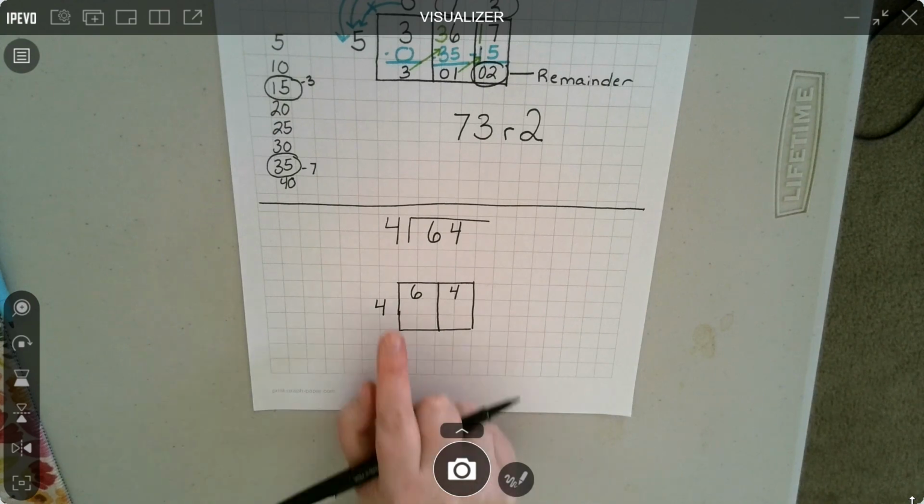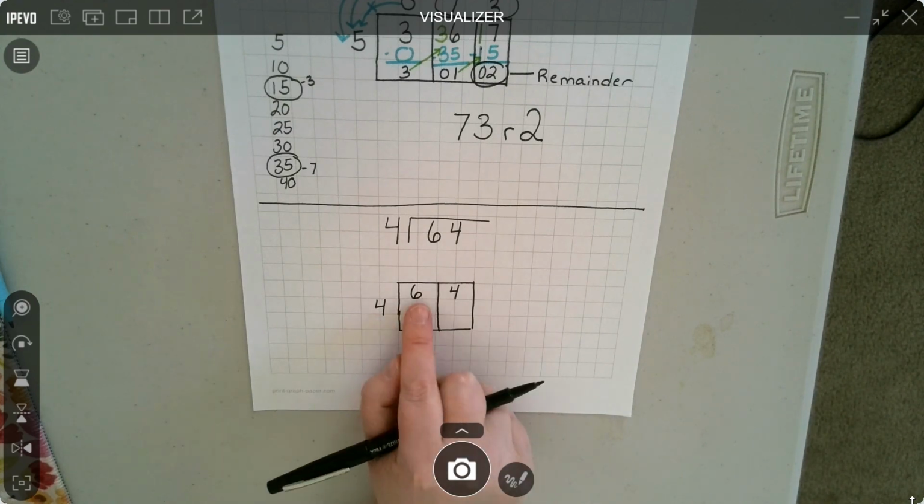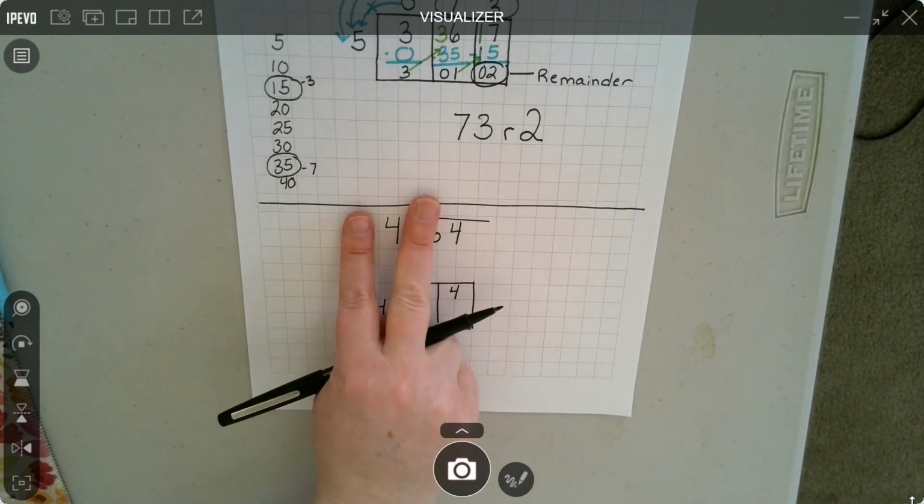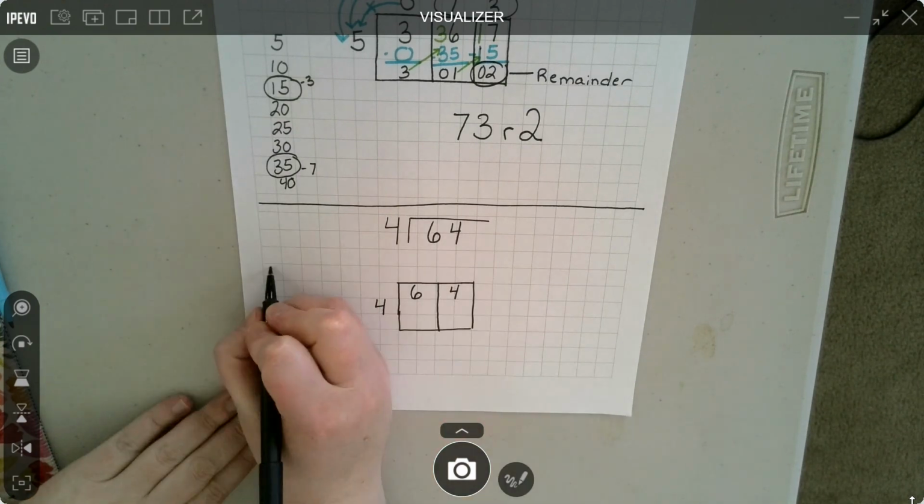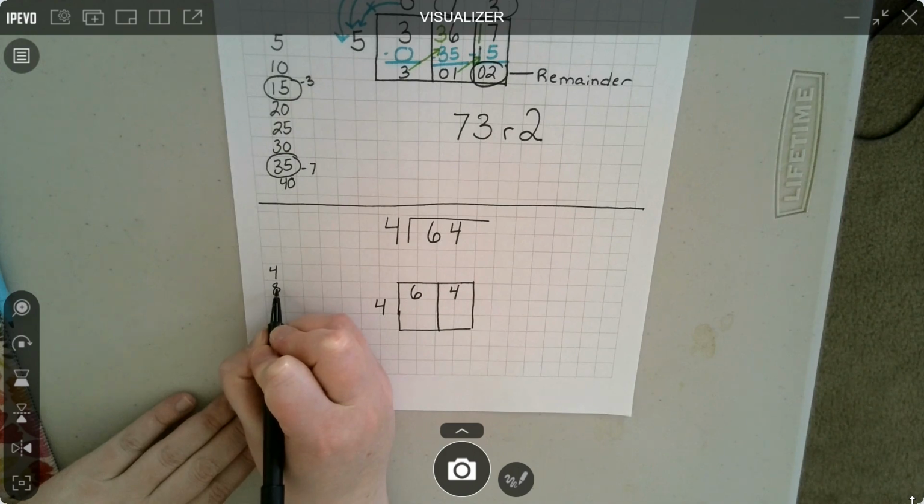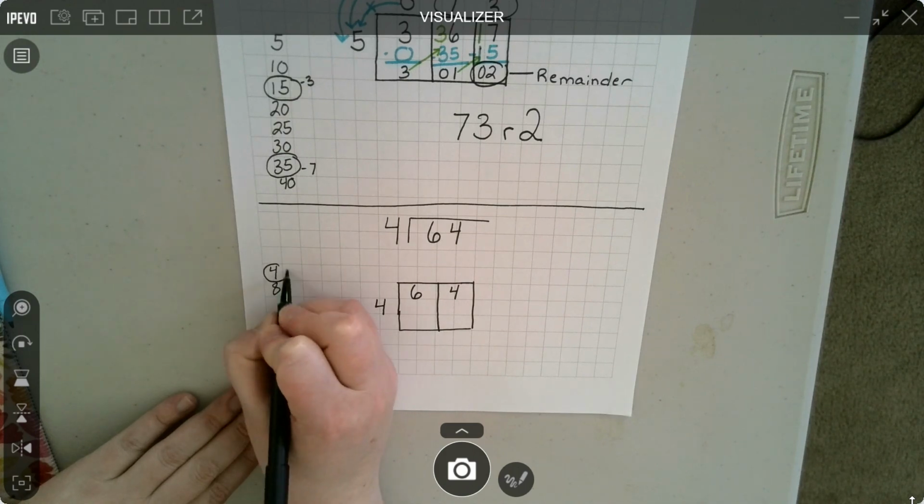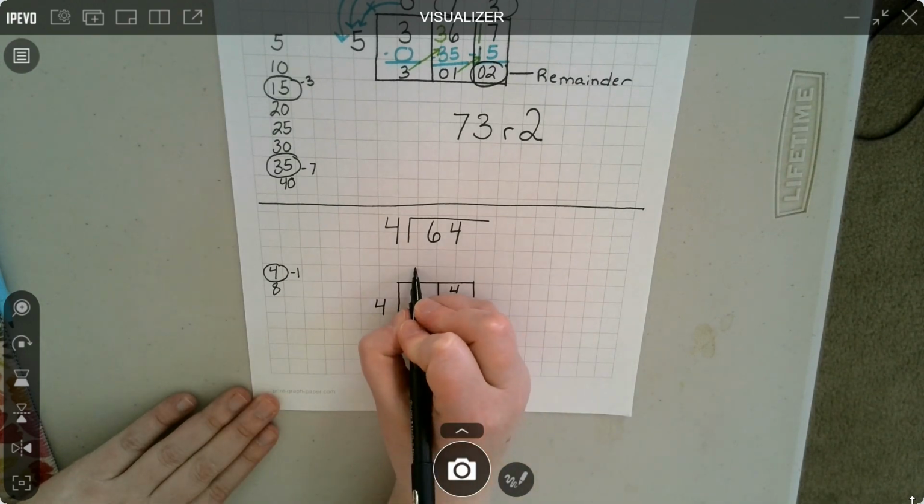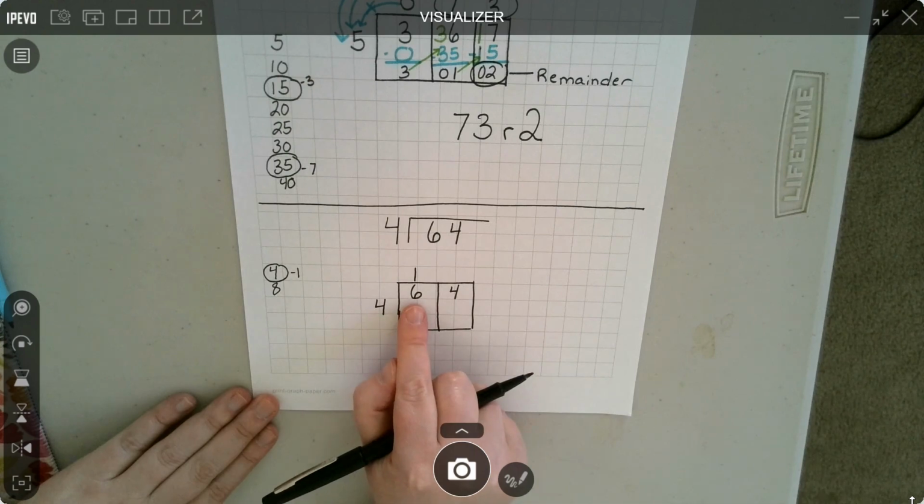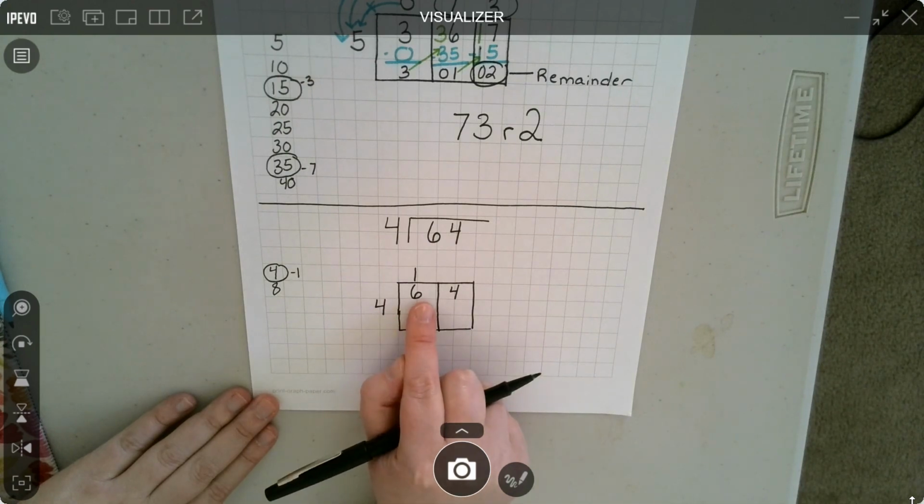Now, let's ask ourselves, how many times can 4 go into 6? Well, if I use my multiples of 4, 4, 8, 8's too much. Remember, I'm trying to get as close as I can without going over. So I'm going to back up 1. 4 is the first multiple. So I'm going to put 1 on top of the box that says 6 to show that I can only get one group of 4 from 6. 4 can only go into 6 one time.